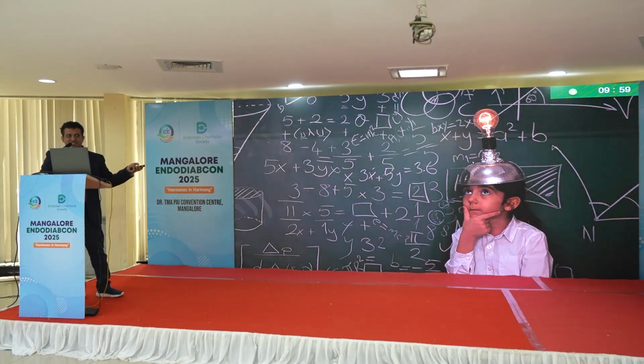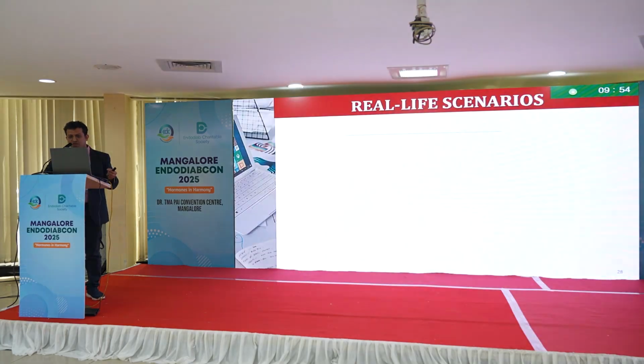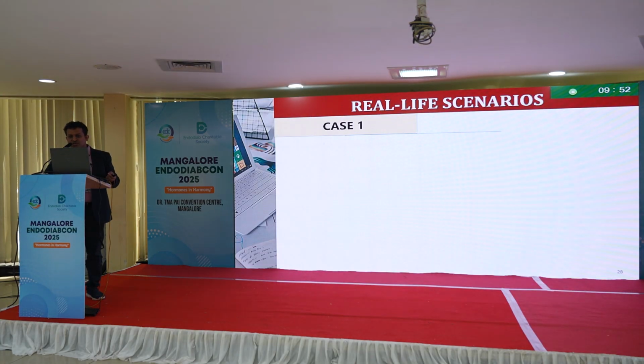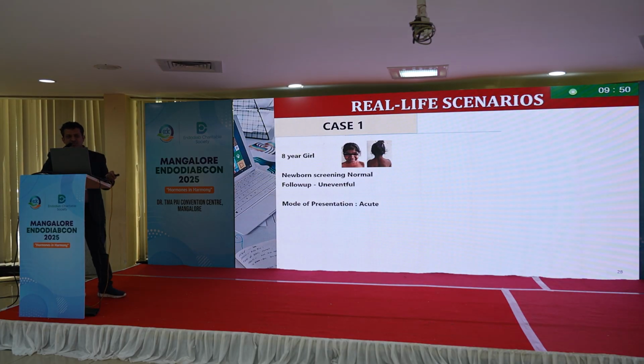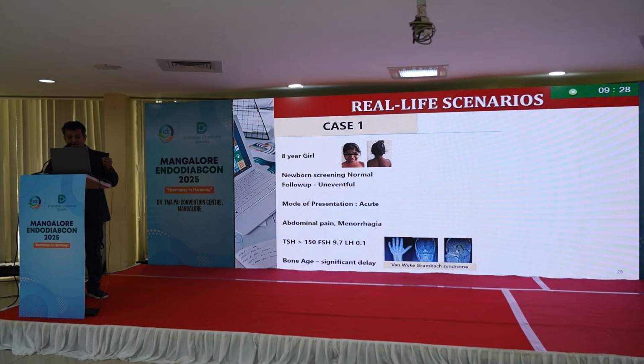So with this background, in the next 10 minutes, I would like to spend time on how we can simplify treatment for you, with real life case scenarios. So first case here, an 8-year-old girl comes with newborn screening normal, follow-up uneventful, acute presentation with abdominal pain, menorrhagia, TSH value of 150 and FSH value of 9.7, LH value low. Very simple. What is it? Bone age shows significant delay, not the progression of puberty. So it is definitely called Van Wyk-Grumbach syndrome, which is an FSH spillover, you can see.